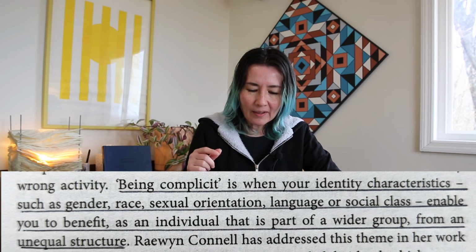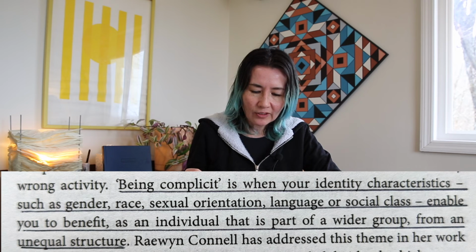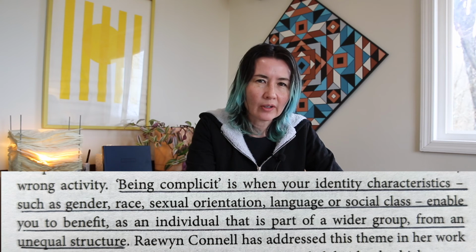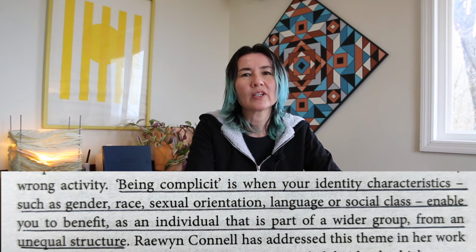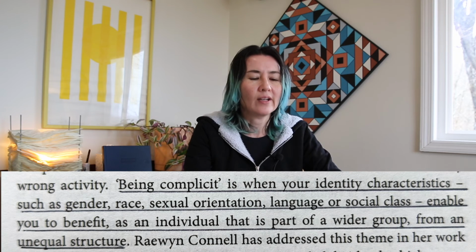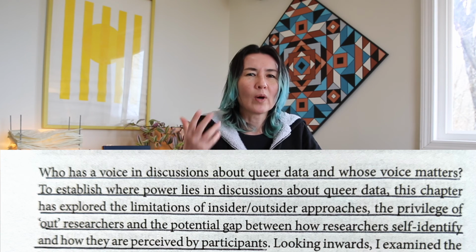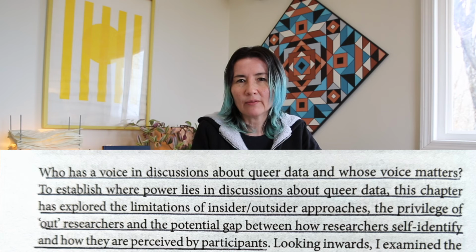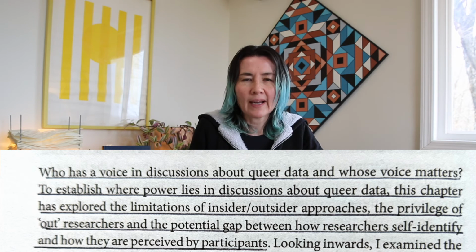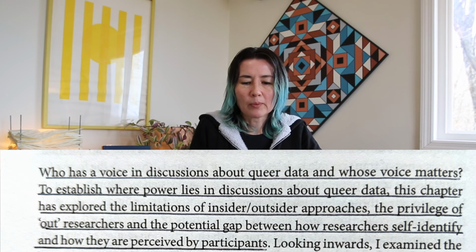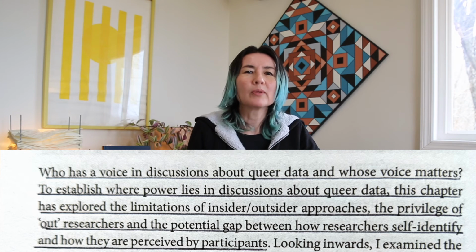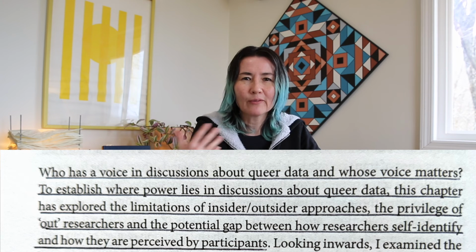And he's saying being complicit is when your identity characteristics enable you to benefit from an unequal structure and your related participation in perpetuating that unequal structure. He's also saying that as a so-called insider, one's self-identity as a researcher, say, can be different from how one is perceived by the participant or by an outsider. And so, for example, for LGBTQ people, some might be more visibly out or stereotypically visible.